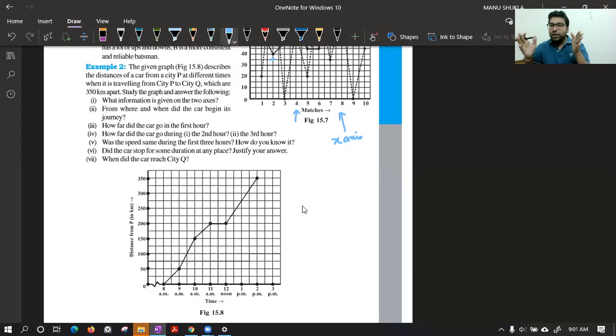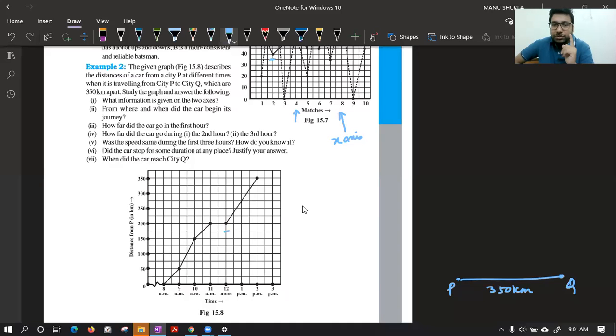So this P and Q are having a distance of 350 kilometers. So P is here, Q is here, and the distance between them is 350 kilometers. Like from here to, you can say Jaipur, but Jaipur is a little bit farther, but it is like that only. So P is Delhi, Q is Jaipur. Now, what they are saying is, what information is given on the two axes?